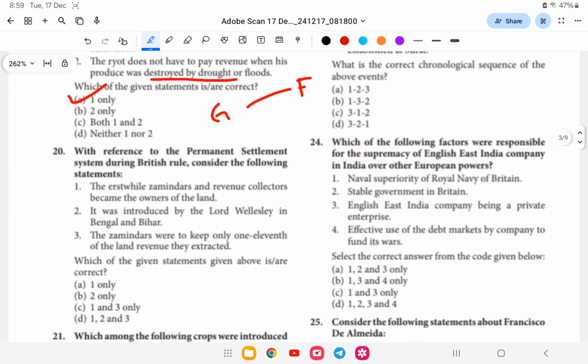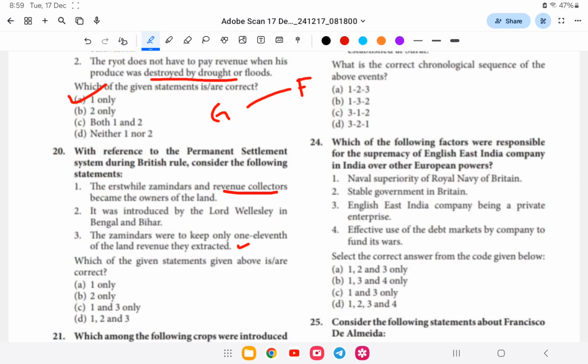With reference to the permanent settlement system during the British rule, consider the following statements. Permanent settlement is the zamindari system. Number 1, the erstwhile zamindars and revenue collectors became the owners of the land. Number 2, it was introduced by Lord Wellesley in Bengal and Bihar. And number 3, the zamindars had to keep only 1/11 of the land revenue they extracted. Question number 20.